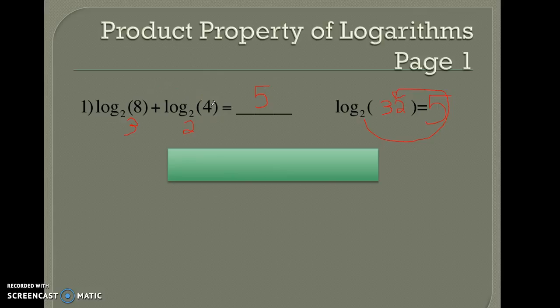In general, that property is log base b of x plus log base b of y equals log base b of x times y. This is known as the product property of logarithms. Let's use this rule to solve problem 6 that we were not able to do before without a calculator.